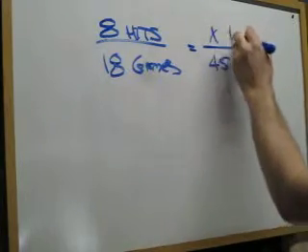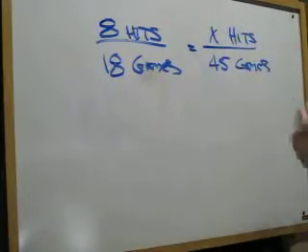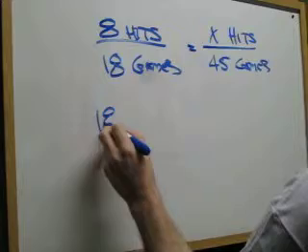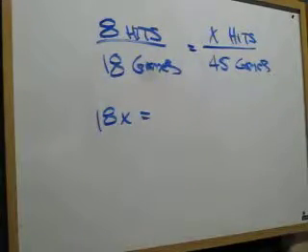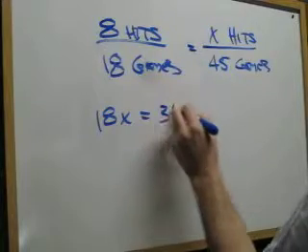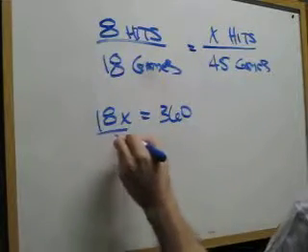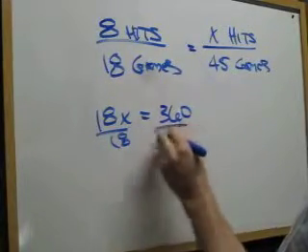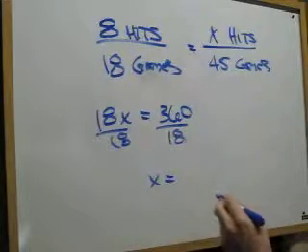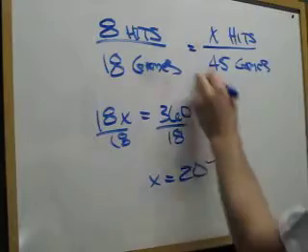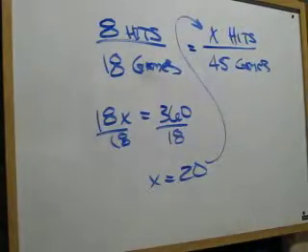Well, we've got x here. We don't know what that is. We do our cross multiplication. 18 times x equals 8 times 45, which is going to be 360. Divide by 18, divide by 18, x equals 20. So if he keeps going at the rate he's going, he's going to get 20 more hits by the end of the 45 games there.